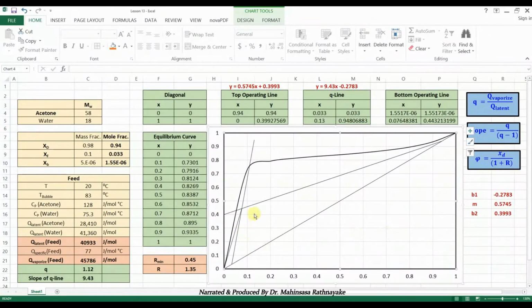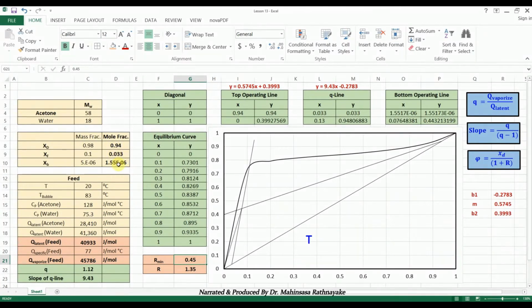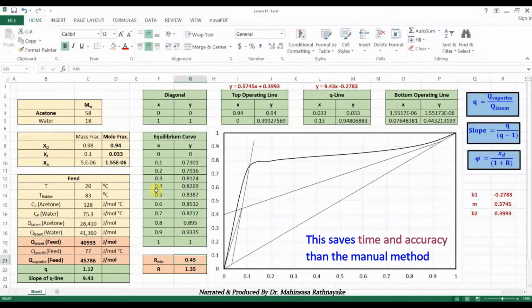You can see that we have successfully and accurately drawn the McCabe Thiele diagram using Microsoft Excel software. The beauty of doing this in Excel software is we can use this spreadsheet like a program for the McCabe Thiele method. If we change the values such as the R minimum or XF, XD, XB values, we can quickly generate the diagrams. But when we do this manually, it takes a long time to redraw the diagram at different parameter values.